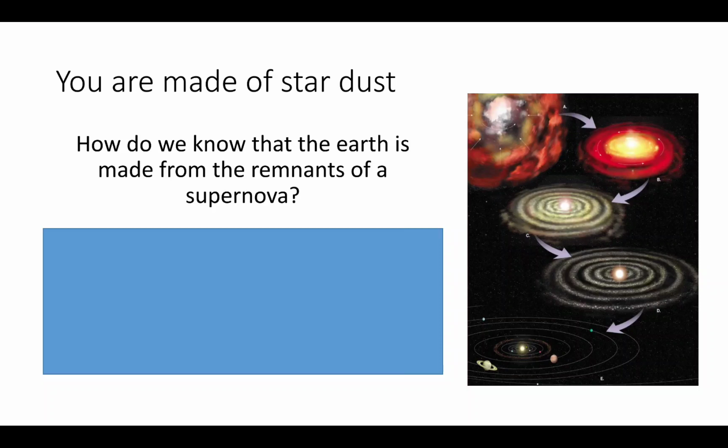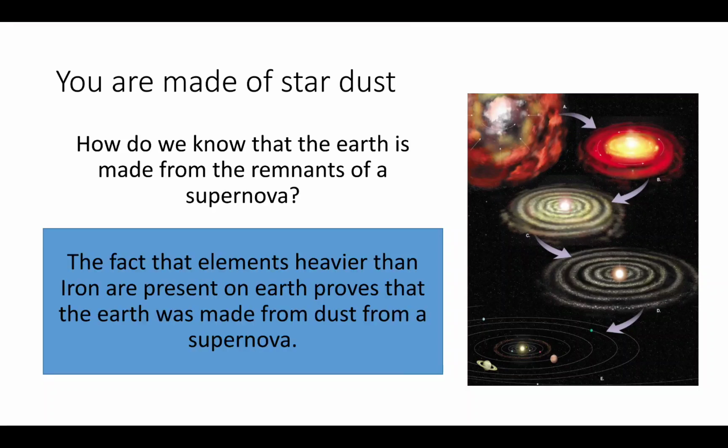And a common question: remember, we are made of stardust, and how do you know that the Earth is made from the remnants of a supernova? This is a typical question. And it's the fact that elements heavier than iron are present on Earth proves that the Earth was made from the remnants or dust from a supernova.